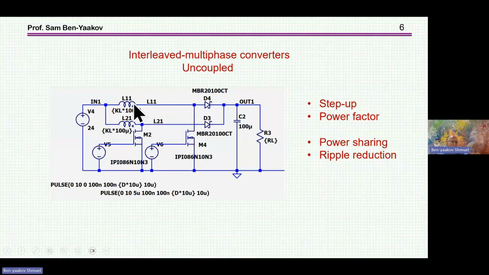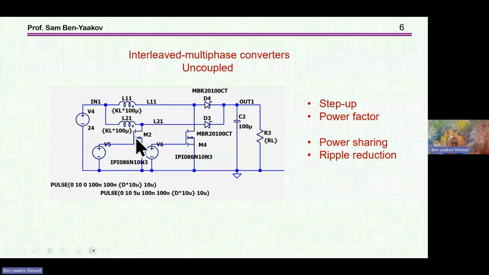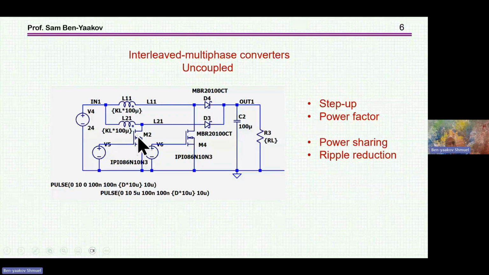That is, we are not operating them together. There is a delay between one and the other. In the case of two units, it's 180 degrees. And this helps to cancel, partially or more or less, the ripple.